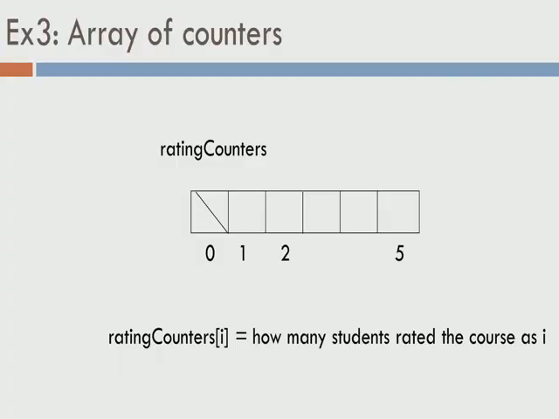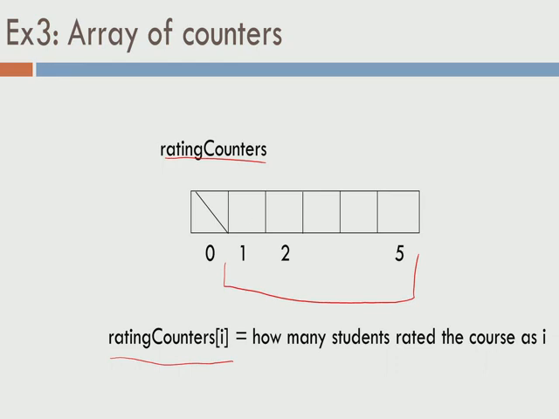So, I am going to maintain an array called rating counters. That is the array name that I am going to use, and I know that the valid ratings are 1 to 5. Right. So, I am going to have 1, 2, 3, 4, 5. I have 5 locations, and rating counters of I is going to maintain the record of how many students rated the course as I. So, if 5 students gave rating 1, I would expect rating counters of 1 to contain the value 5. Right.